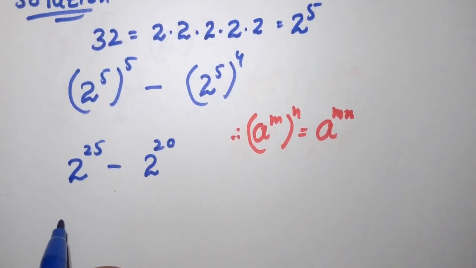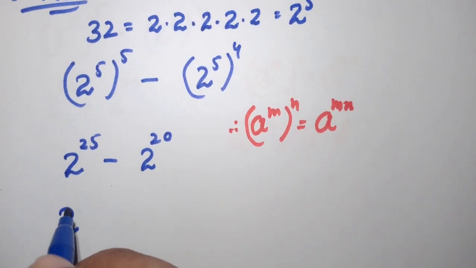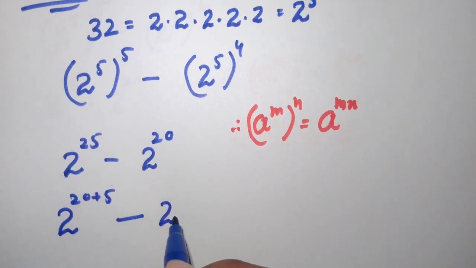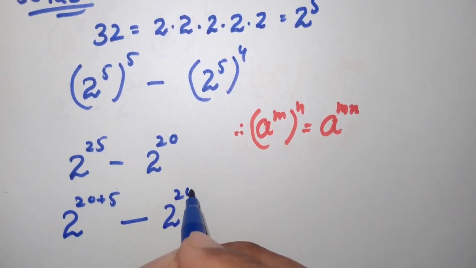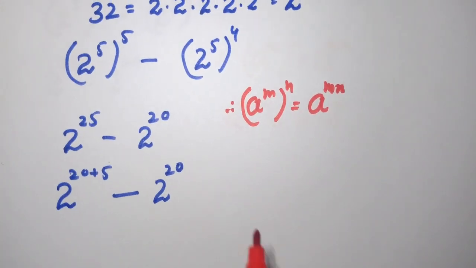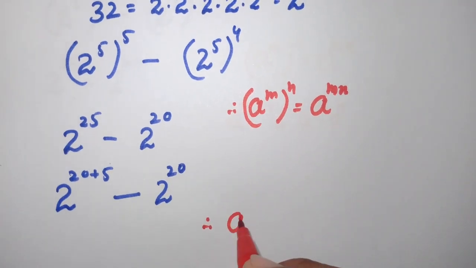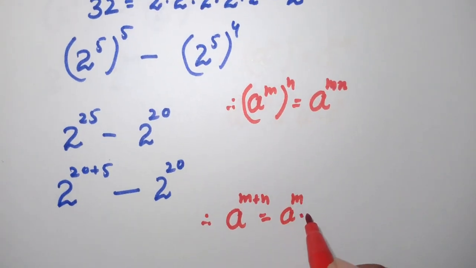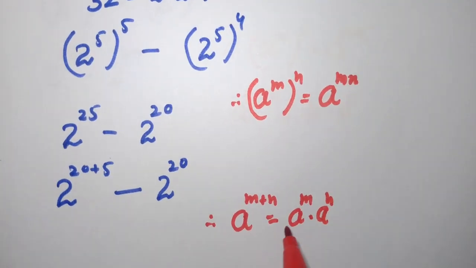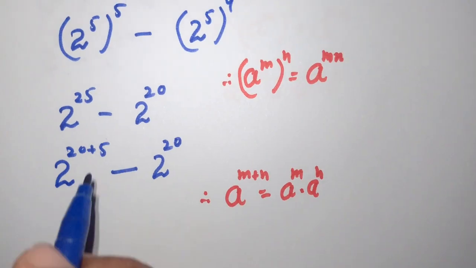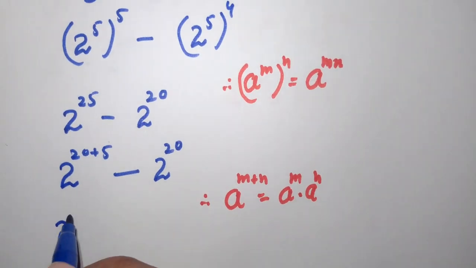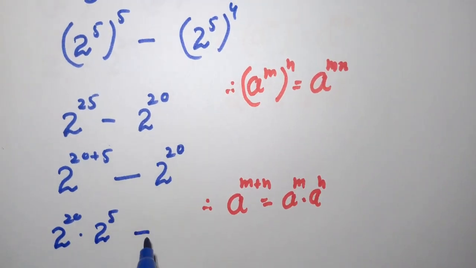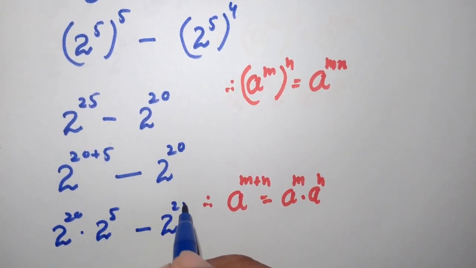Now we can also write this as 2 to the power of 20 plus 5 minus 2 to the power of 20. We also know that a to the power of m plus n is equal to a to the power of m times a to the power of n. So to apply this identity here, this will become 2 to the power of 20 times 2 to the power of 5 minus 2 to the power of 20.